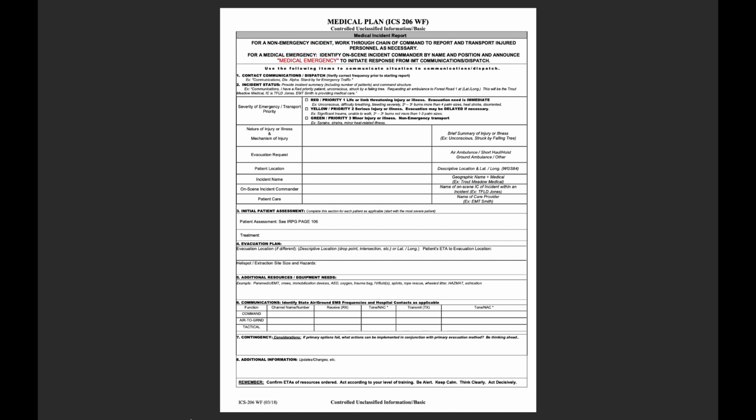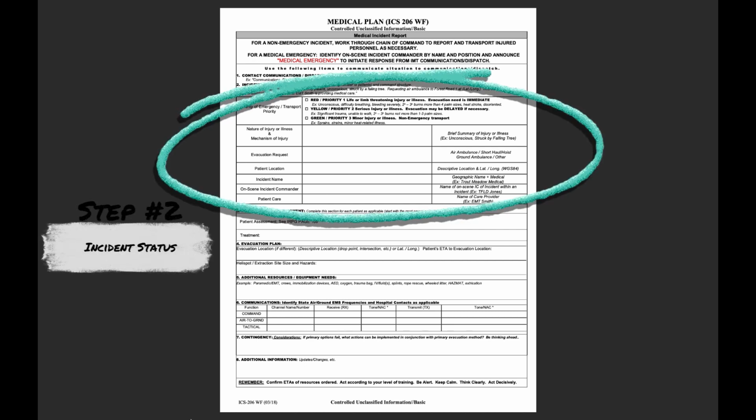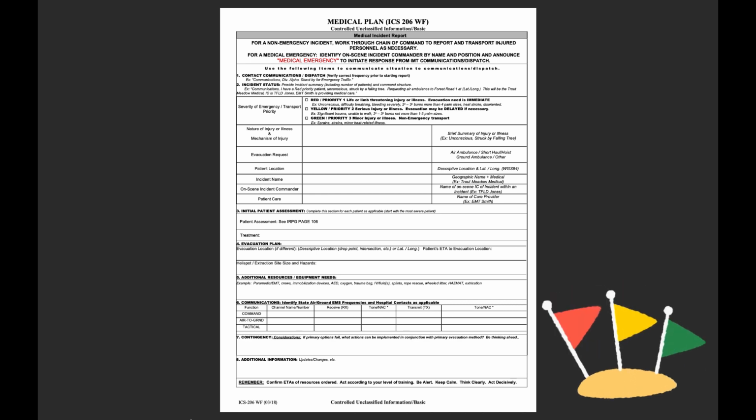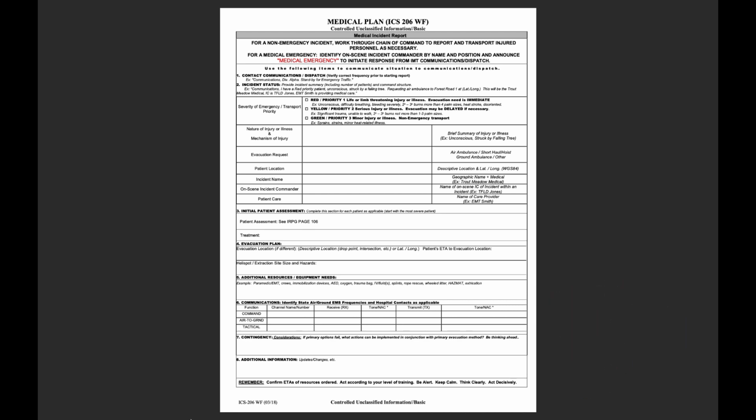We're going to go ahead and begin this whole next section right here. This is number 2, the incident status, starting with the severity of the emergency. So is it red, priority 1, yellow, priority 2, or is it green, priority 3? Priority 1 being life or limb threatening injuries or illnesses, and priority 3 being very minor injuries and illnesses, and it's considered a non-emergency transport.